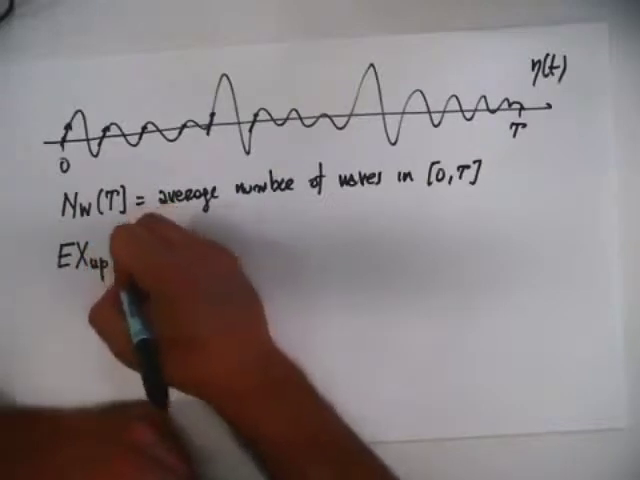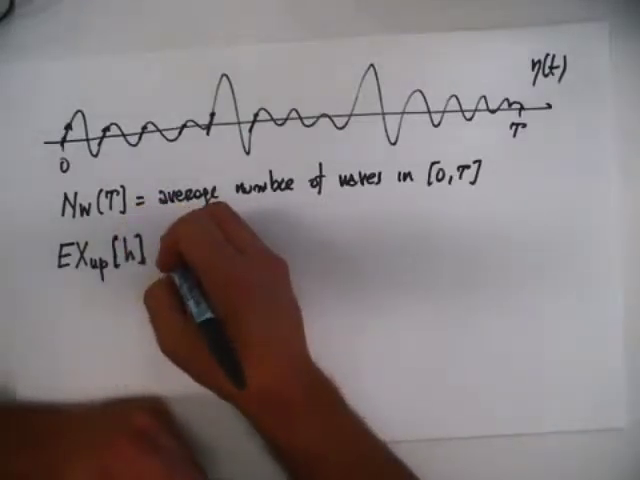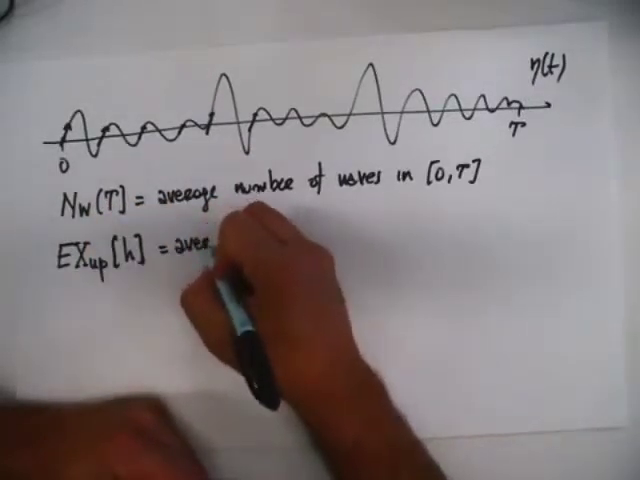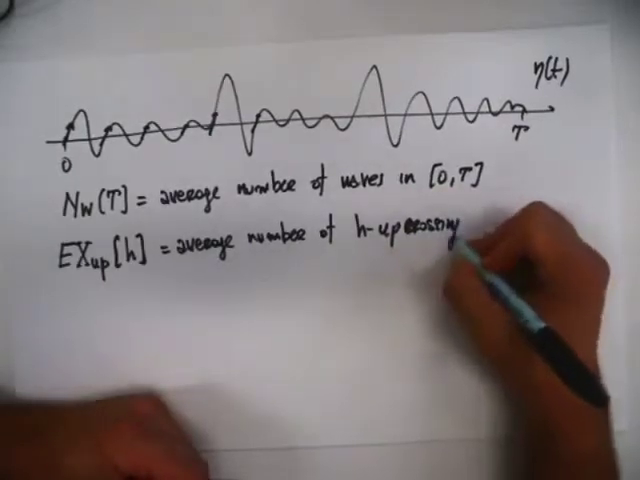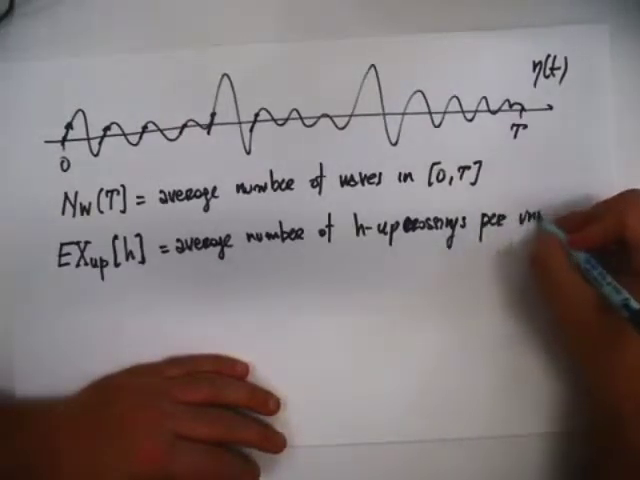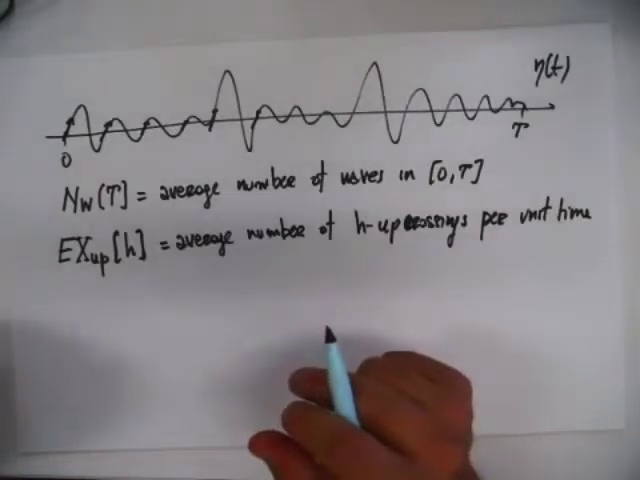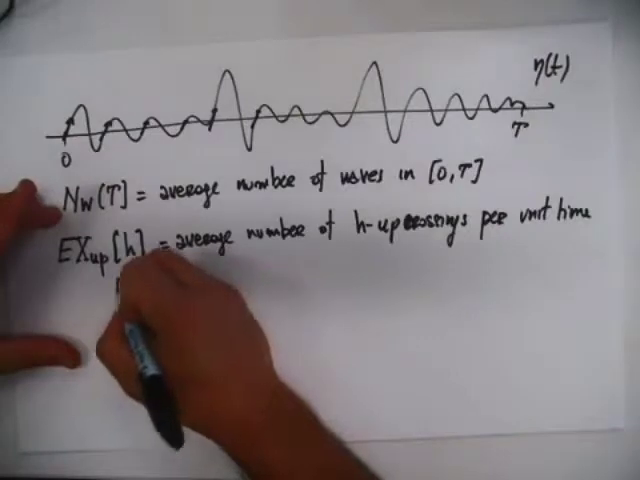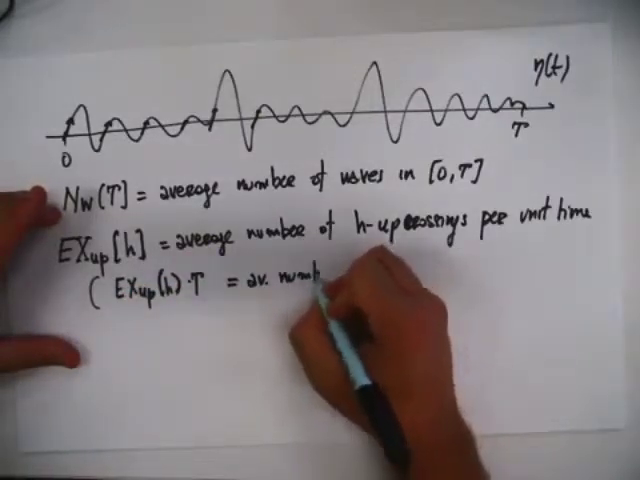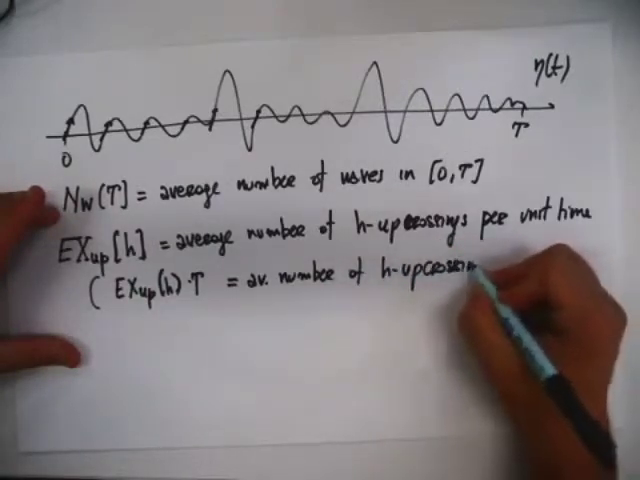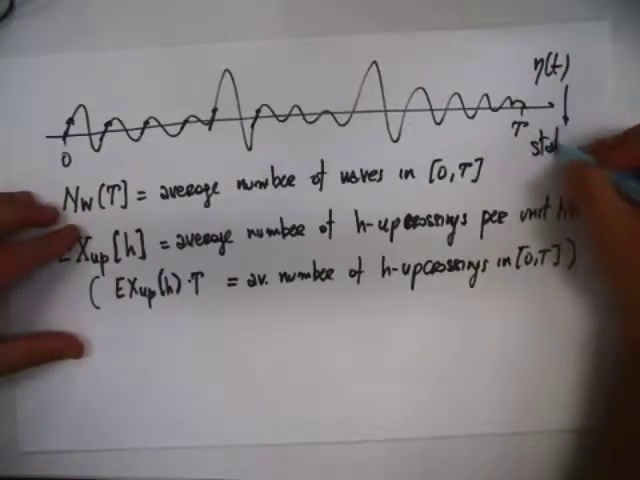Said that, now let me define the expected number of up crossings with level h, let's call this the average number of h up crossings per unit time. So this is basically a number divided by time. So if I want to get the average number of up crossings in 0 to T, I simply do N_h times T. Okay, this is the average number of h up crossings in 0 to T. And again, here I exploit that eta, let's remember, is stationary. Okay, stationary.